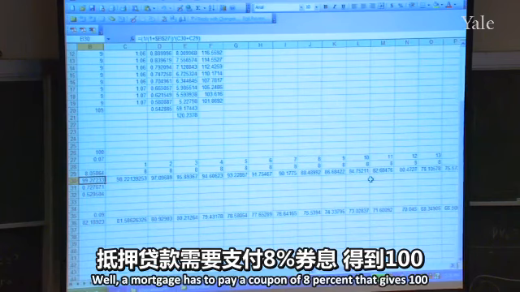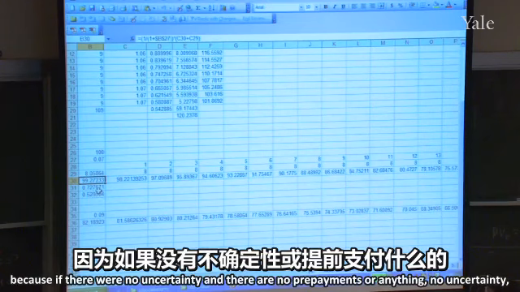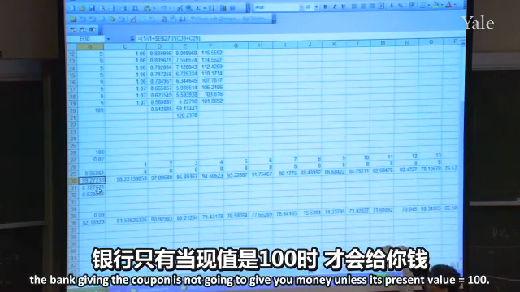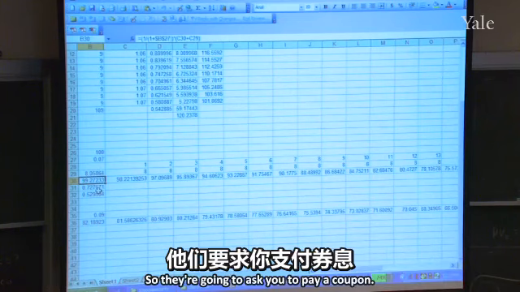Well, a mortgage has to pay a coupon of 8% that gives 100, because if there were no uncertainty and there are no prepayments or anything, the bank is not going to give you money unless its present value is equal to 100. So they're going to ask you to pay a coupon.